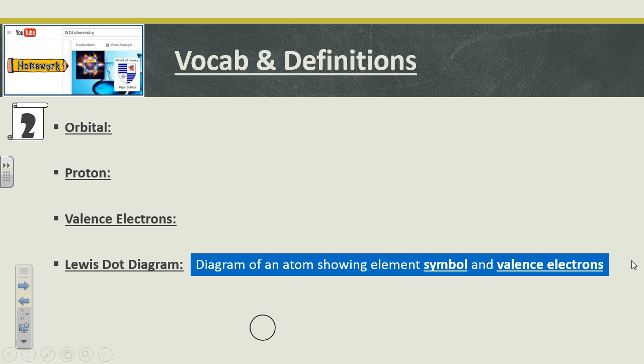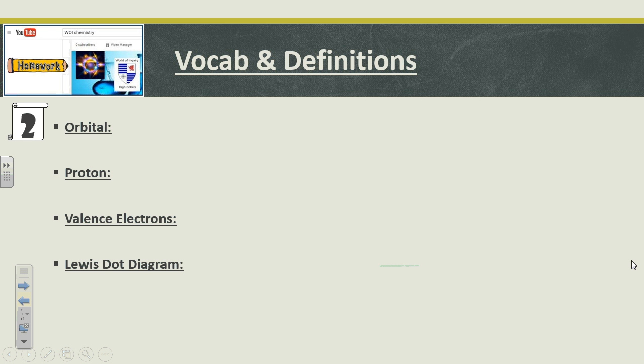We will learn how to draw them for every element that we can. There's how many elements on this periodic table? 114. We can draw it 114 times. We won't need to, but we can draw it for anyone when we are done with this.